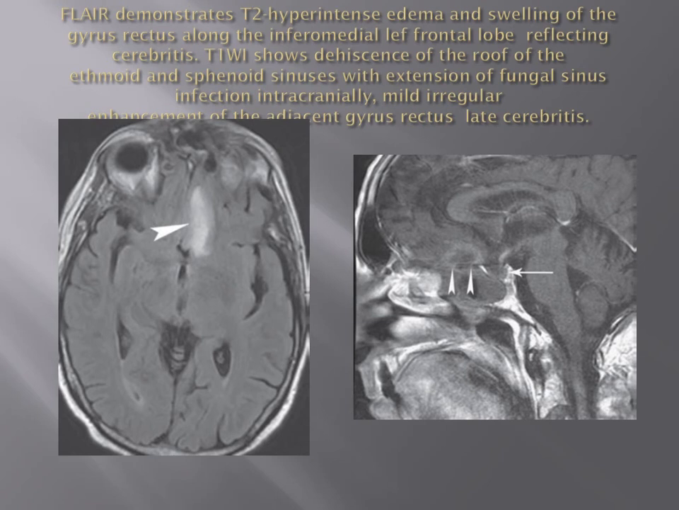FLAIR sequence demonstrates T2 hyperintense edema and swelling of the rectus gyri along the inferior left frontal lobe, reflecting cerebritis. T1 shows dehiscence of the roof of the sphenoid sinus with extension of the fungal infection, intracranial extension.